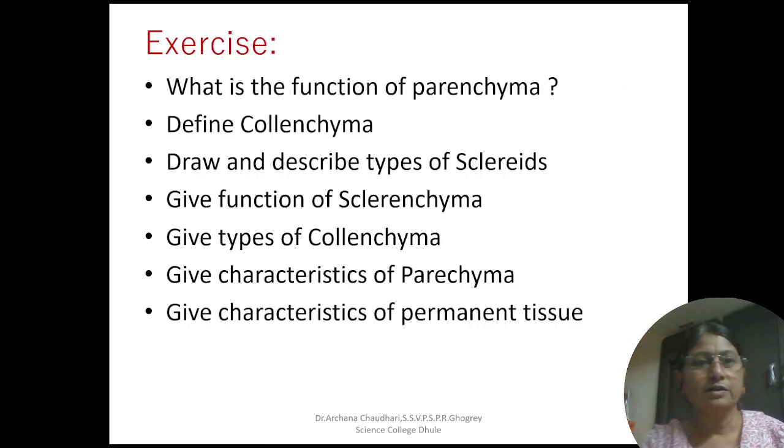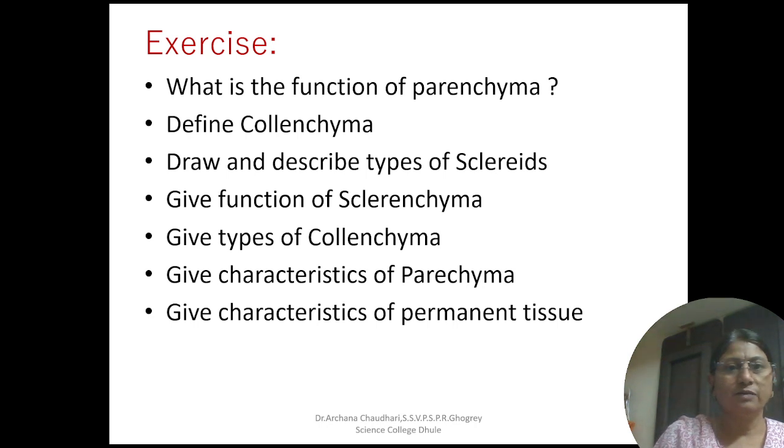So friends, you can do the exercise: what is the function of parenchyma, define collenchyma, draw and describe types of sclereids, give the function of sclerenchyma, give types of collenchyma and characteristics of parenchyma, and give the characteristics of permanent tissues.